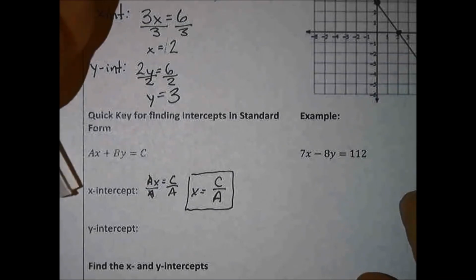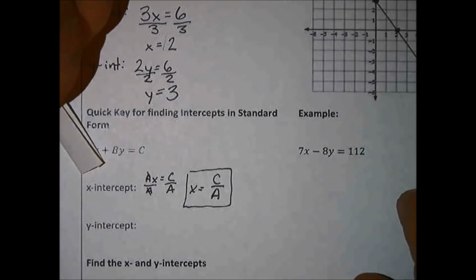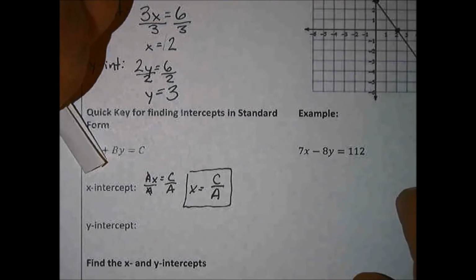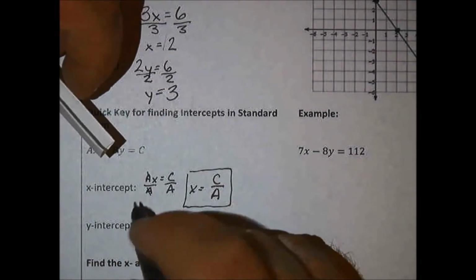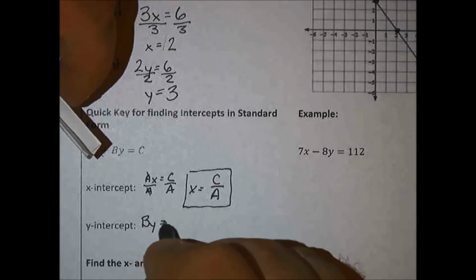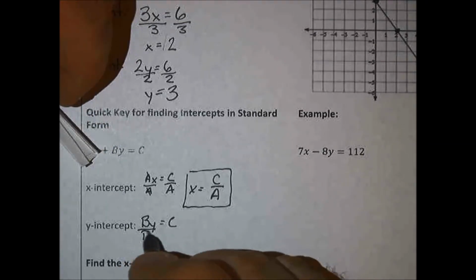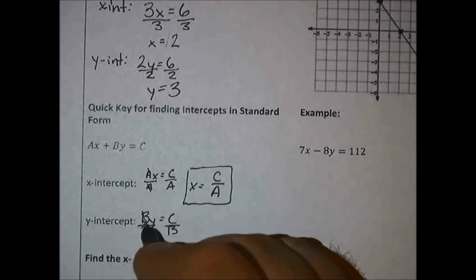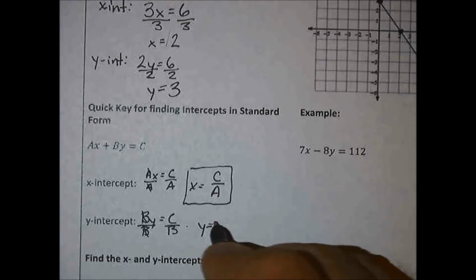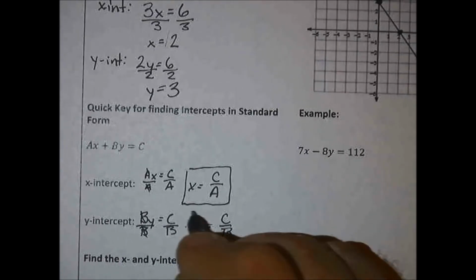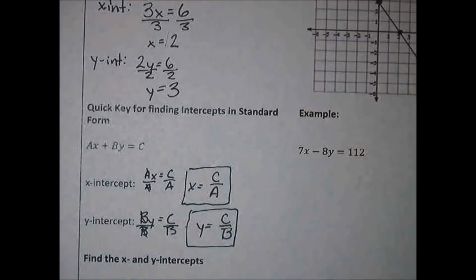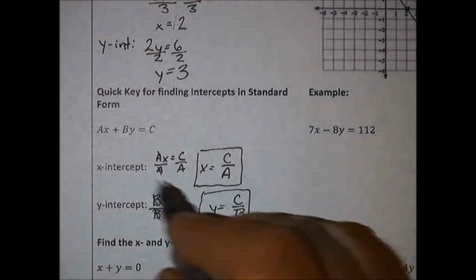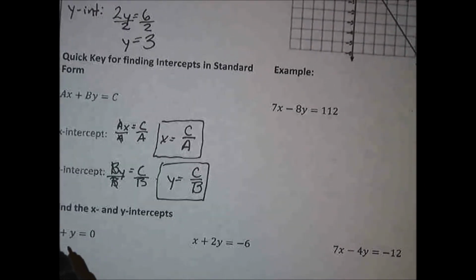It always works. To find the y-intercept, you cover up the x term, and we get by equals c. Divide by b on both sides. Those cancel. I get y equals c over b. So if you can remember those two, maybe put those two over here in the question column. Make sure you know those are important. If you can remember them, it does make life a little bit quicker.